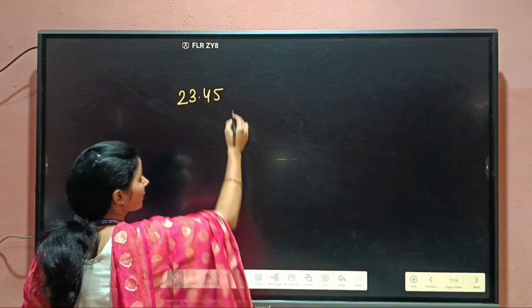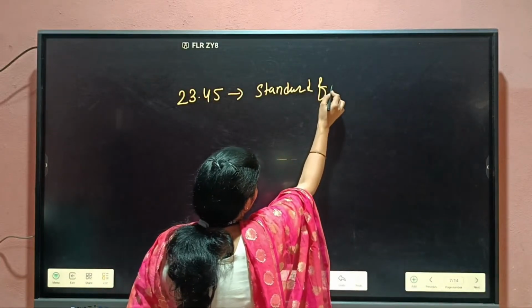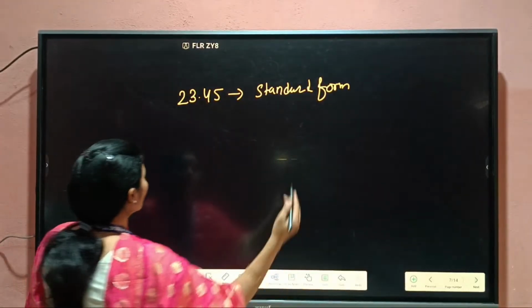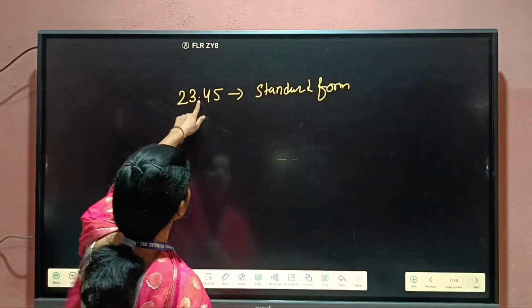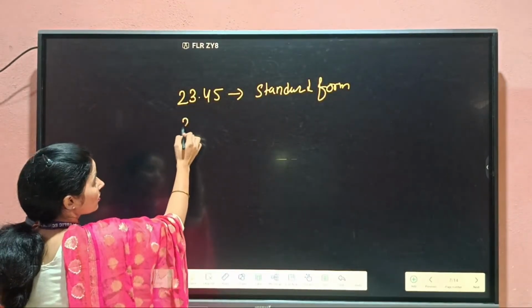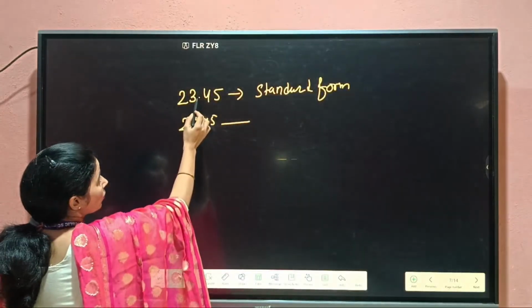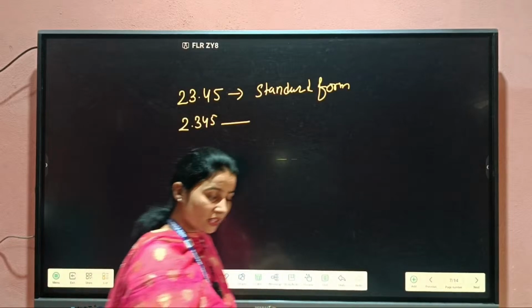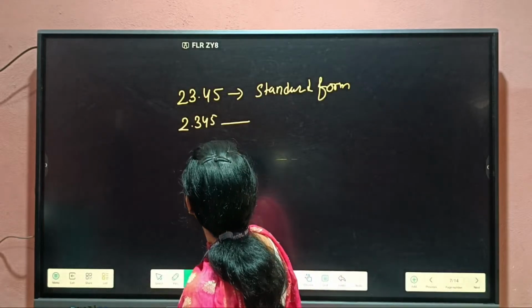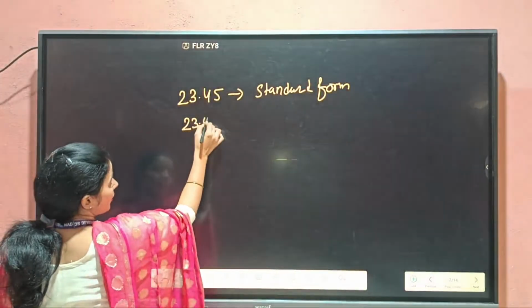Consider 23.45. This decimal number I have to convert into standard form. How can I convert this decimal number into standard form? The process is the same. You have to displace the decimal one digit towards the left after the 2, so that you write 2, 3, 4, 5 and then something. To displace the decimal one digit towards the left, I have to divide it by 10.